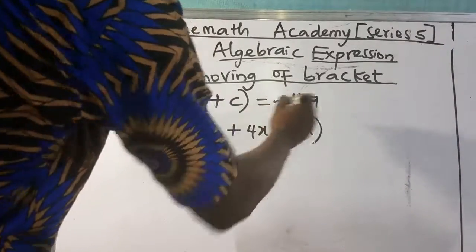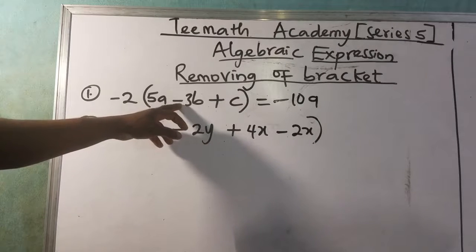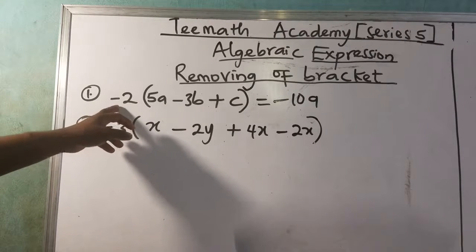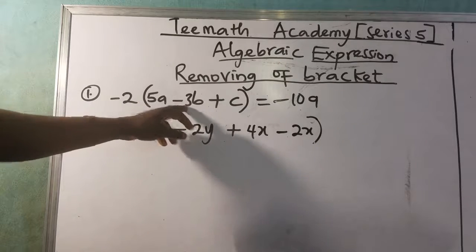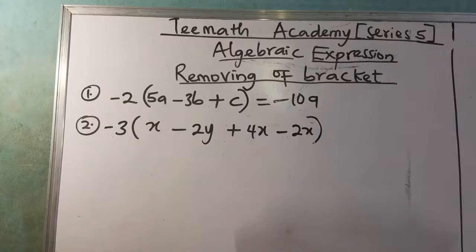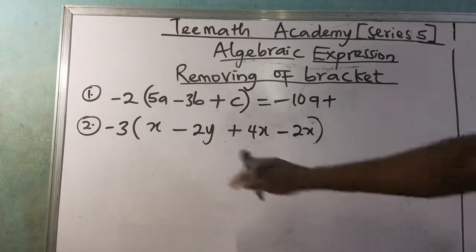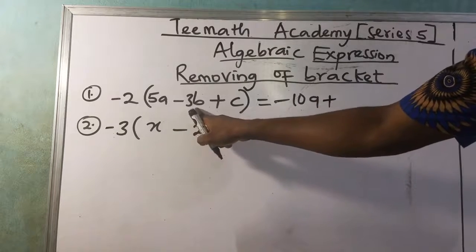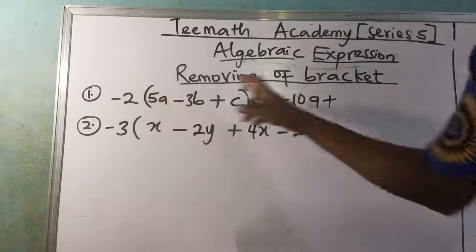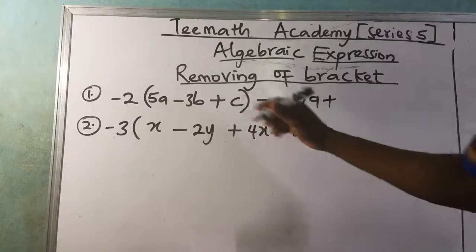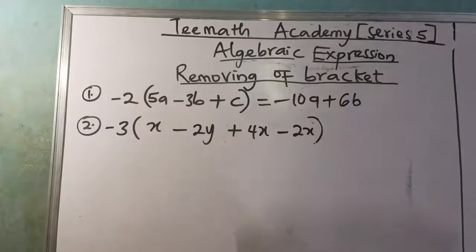So minus 10a. Take a look at this. I told us not to jump at writing the sign first. You react the signs. So minus 2 times minus 3b: firstly, minus times minus is plus. So we have plus, 2 times 3 is 6, then 6b. Again, minus 2 times minus 3b. Minus times minus is plus. So 2 times 3 is 6b because of the b.